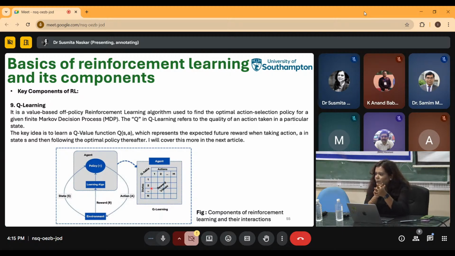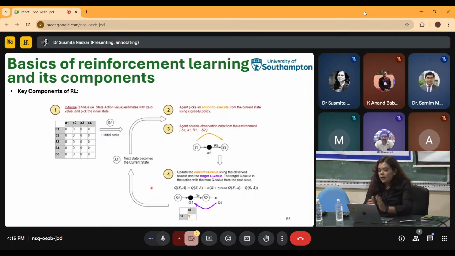Clear to everybody? And now here is the step-by-step working of the Q learning algorithm, which is a key component of RL. Let's try to understand this step by step. First is the initialization, right? We start by initializing the Q table. This table holds Q values, our estimated expected reward of taking a specific action in a specific state. Initially, all the Q values are set to 0. And then we also pick the initial state. That's the initialization, that is step 1. So what is the next step?